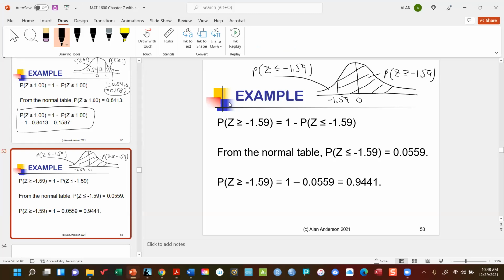So that area that we can find in the table is 0.0559. So therefore, the area that we're actually interested in must be 1 minus 0.0559, which is 0.9441. A pretty large number. As you can see, it covers most of the distribution.